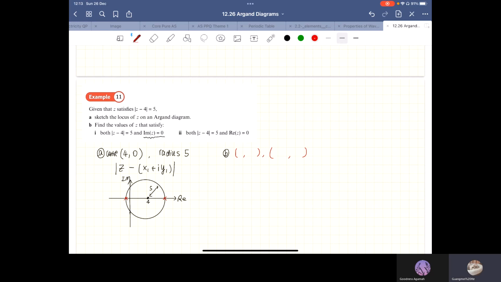We know that if it intersects the real axis, of course, the y-coordinate has to be 0. It's given, but we just need to work out the x-coordinates. Work that out with the center of the circle and the radius of the circle. Think.